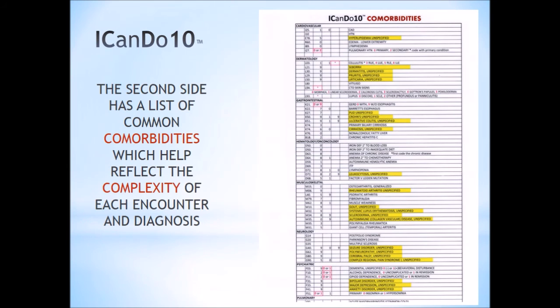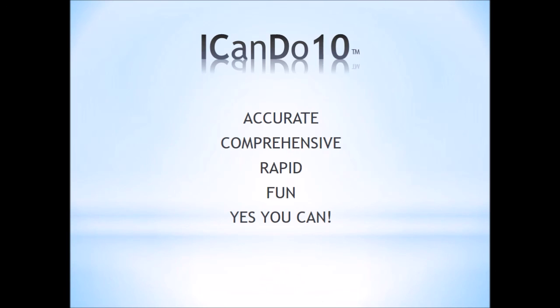The second side of an ICanDo10 endocrinology coding sheet has common comorbidities. These comorbidities are available for quick reference to add to our coding complexity. It also includes coding rules to help with accuracy. ICanDo10: accurate, comprehensive, rapid, fun. Yes, you can.